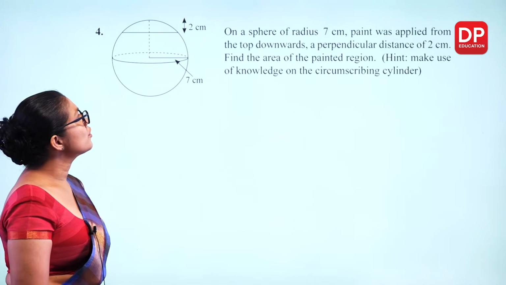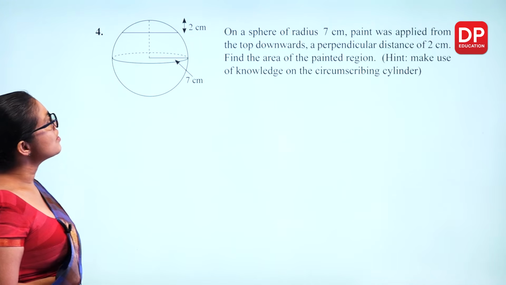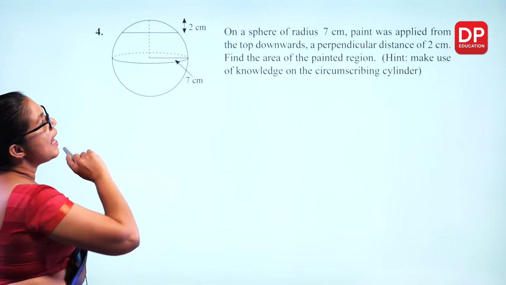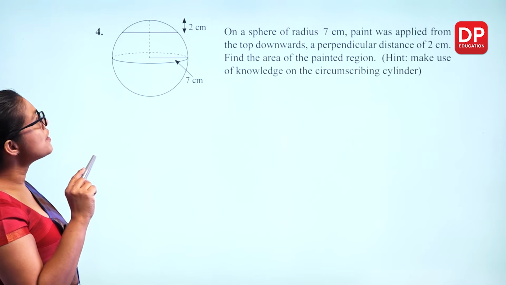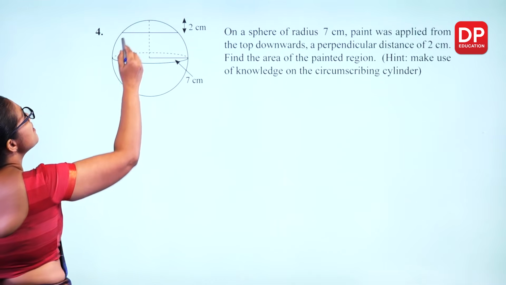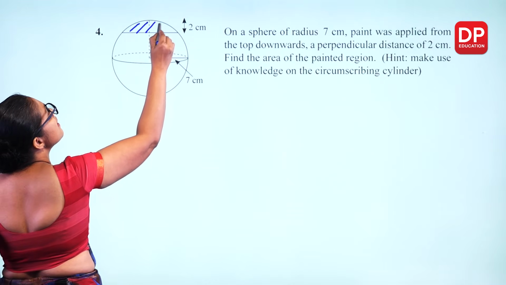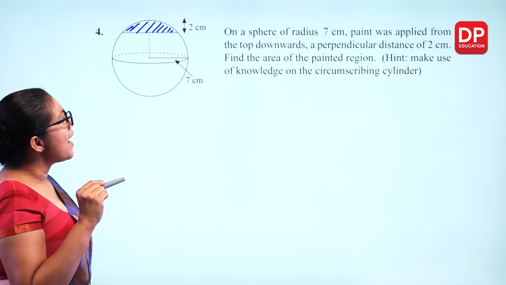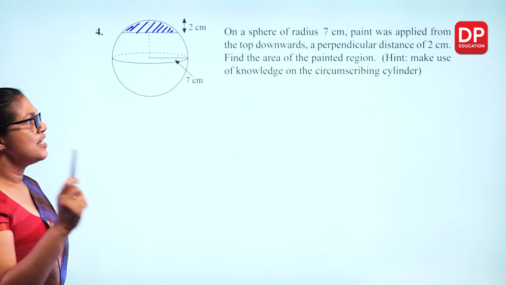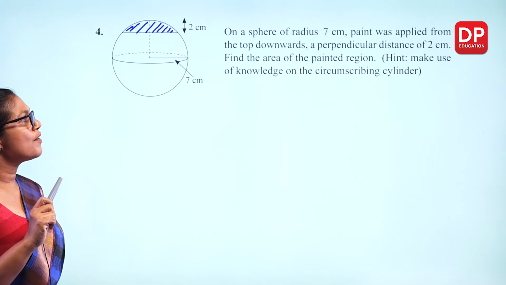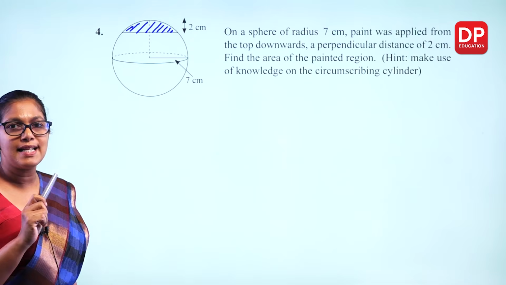Now we'll look at the fourth question. Here in this question, a sphere is given, radius 7. Paint was applied from the top downwards, a perpendicular distance of 2 centimeters. So that means only this area. Find the area of the painted region. There's a hint given: make use of knowledge on the circumscribing cylinder.